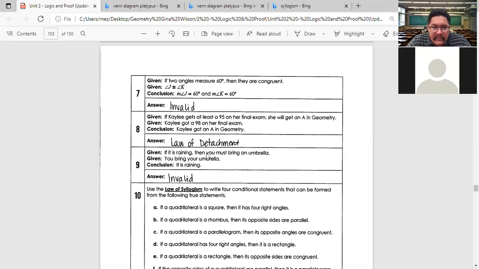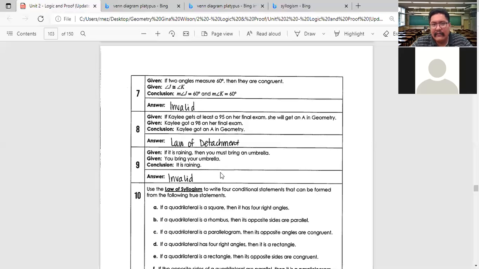All right, so if it is raining, then you must bring an umbrella. You bring your umbrella. Does that mean it is raining? Again, they switched the second statement. To make this work, they should have said, if it is raining, you must bring an umbrella. It is indeed raining, so you must bring an umbrella. That's what it should be.